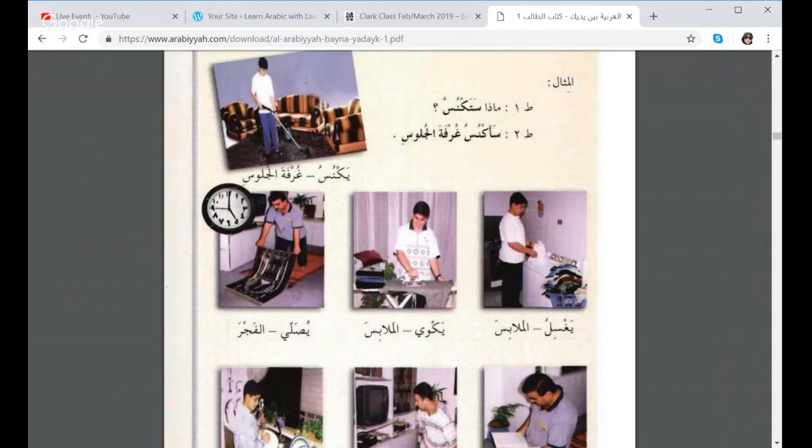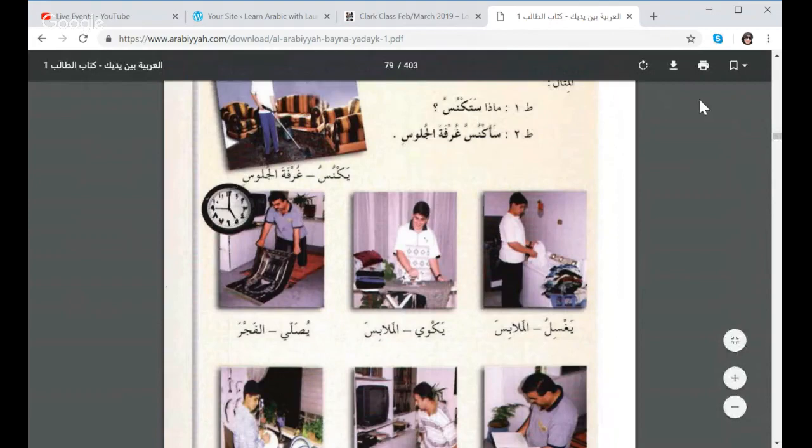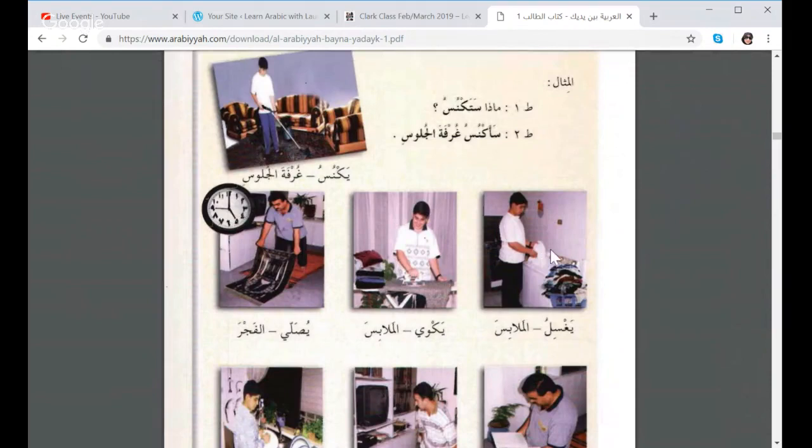Okay, we'll start with Matt, you'll be student one, and Kim, you'll be student two. Just go through all of the examples and then we'll switch. You're going to start by asking what, and then it gives you a verb and something that you're doing. So matha sa yaghsilu. Remember you're asking you, and in all of these cases, it'll be a male.